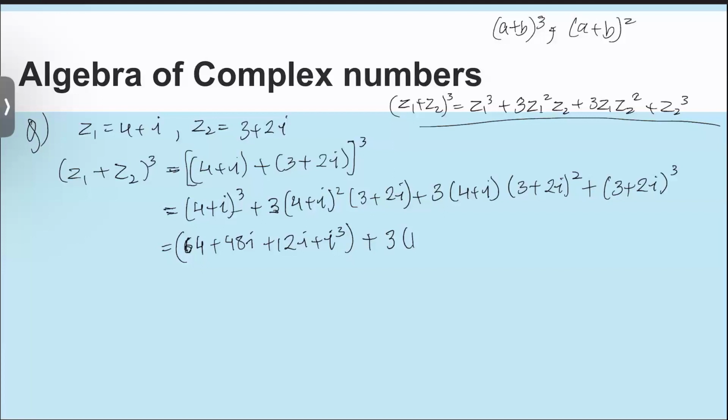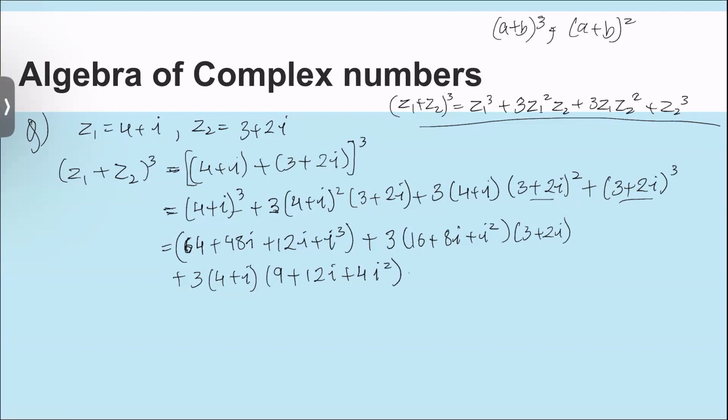So that will be 16 plus 8i plus i squared. Okay, and you write 3 plus 2i again, and then you expand the third term. So you have 3, keep 4 plus i out, expand (3 plus 2i) squared. So that gives you 9 plus 12i plus 4i squared. Okay, and now the last term, so that is the whole cube of 3 plus 2i.